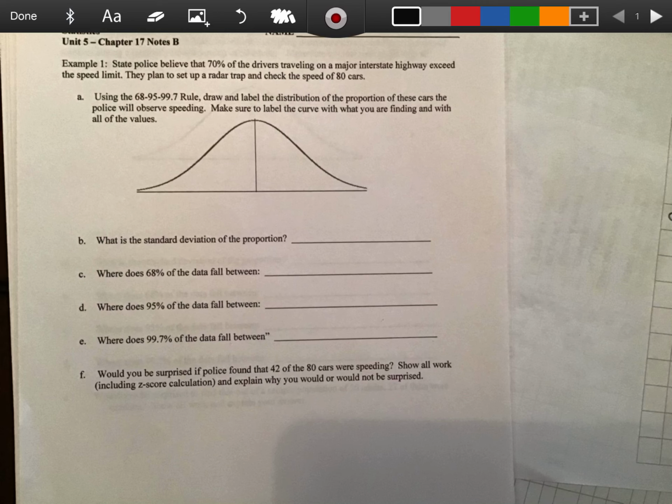So state police believe that 70% of the drivers traveling on a major interstate highway exceed the speed limit. So that means at any one point in time, if you pick out a car, there's a 70% chance that that car is actually exceeding the speed limit. They plan to set up a radar trap and check the speed of 80 cars. So instantly I can see that my sample size is going to be 80 cars.